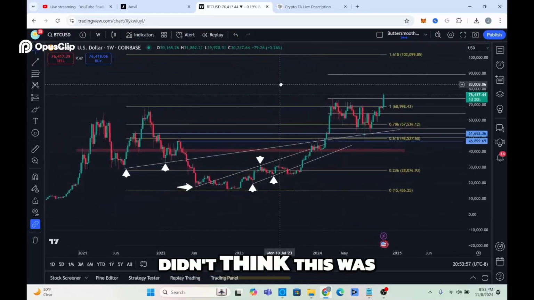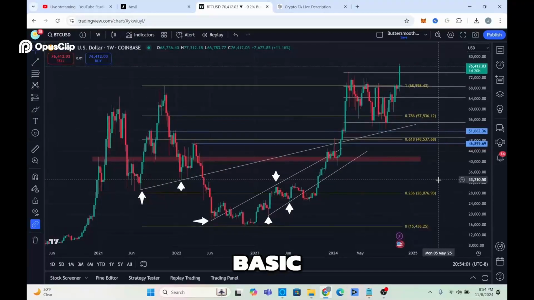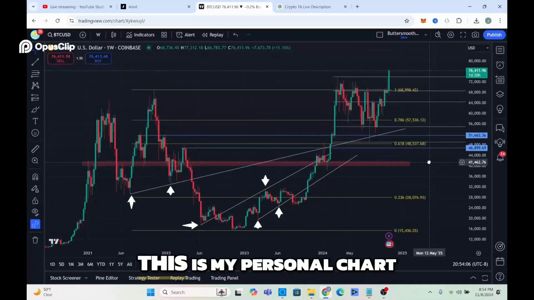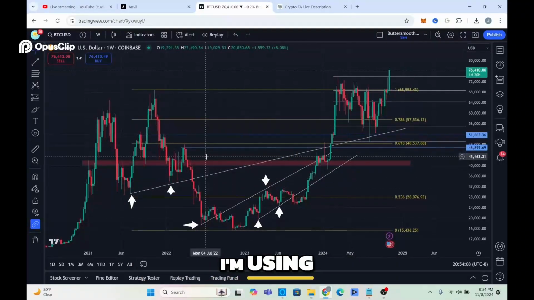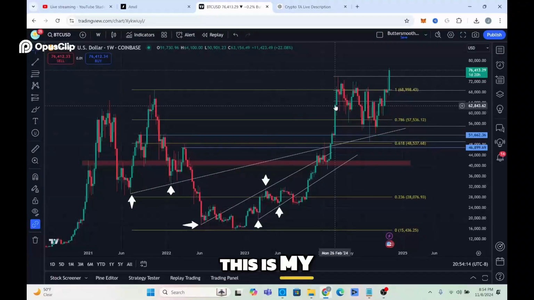I mean, a lot of people didn't think this was possible again. Oh, yeah. Yeah, I agree. So just a quick rundown, a quick look at Bitcoin before we move on. This is my personal chart. I'm using a laptop, but I logged in. This is my chart here.